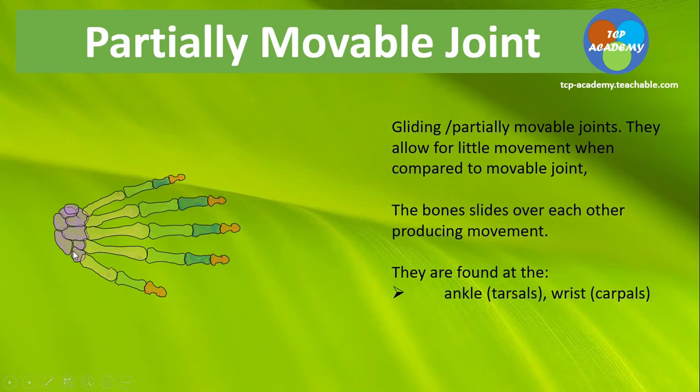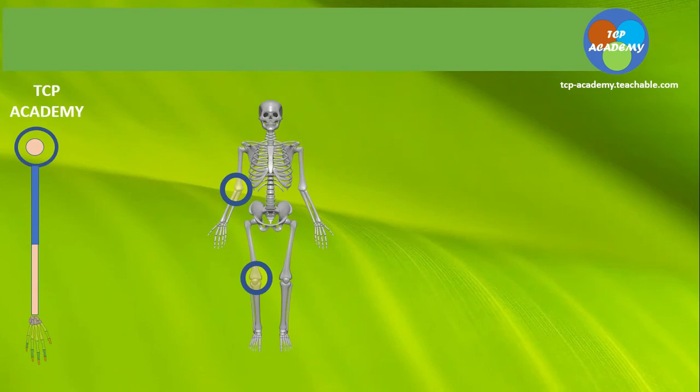They are found in the ankle, which we call tarsals, and in the wrists, which we call carpals. They are also found in the neck, but in the neck we refer to them as pivot joint, and they are found between the atlas and axis, and they allow for some movement of the head.